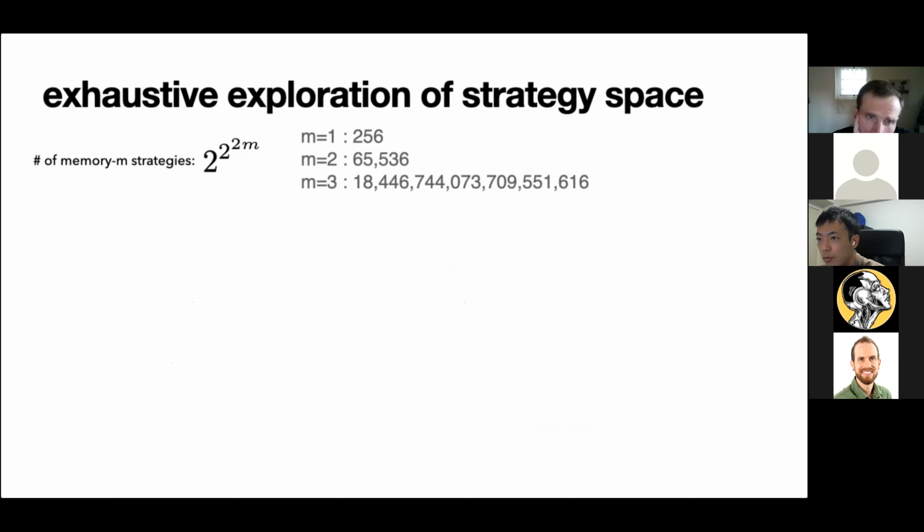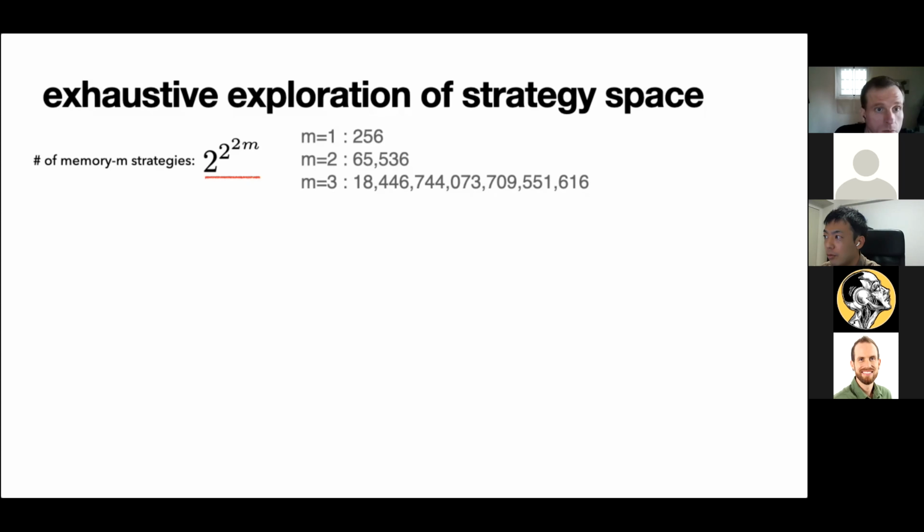To find friendly rivals, we conducted a massive computation using a supercomputer. We comprehensively enumerated all memory 1, memory 2, and memory 3 strategies. Here, memory M means that the action is prescribed based on the history over the last M rounds. The enumeration is quite challenging because the number of possible strategies expands super quickly, like exponential of exponential.